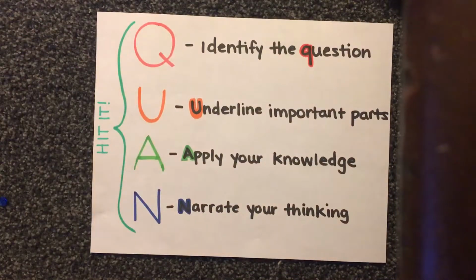First, we start with Q and identify the question that the problem is asking. Second, we underline the important parts of the word problem that will come in handy. Third, we are going to apply our knowledge and think of any rules or patterns we have learned previously. Lastly, we want to make sure to narrate our thinking and explain our reasoning of how we arrived at our solution. Let's use this method on an example word problem.